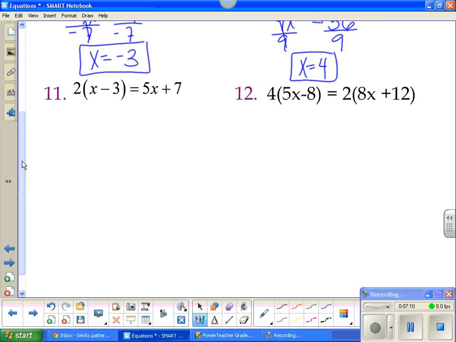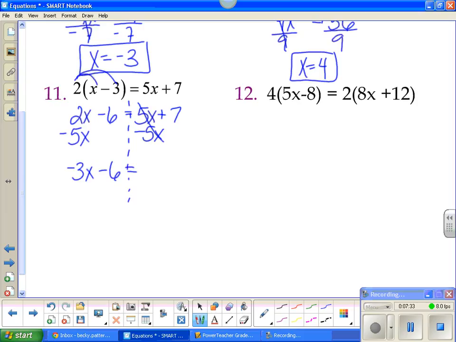So number 11, we're going to distribute the 2. So that would give me 2x minus 6 equals 5x plus 7. Again, to get my x's on the same side, here's my wall. I'm going to subtract 5x over to the other side. 2x minus 5x is a negative 3x. Bring everything else down. Now I'm going to add 6. And then I'm going to divide by negative 3.